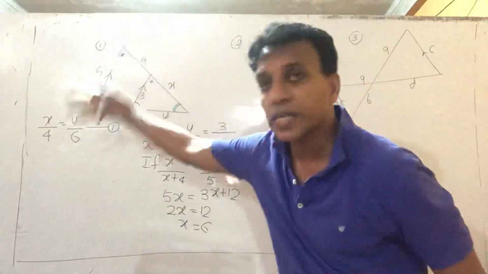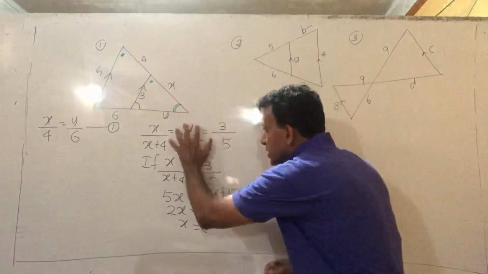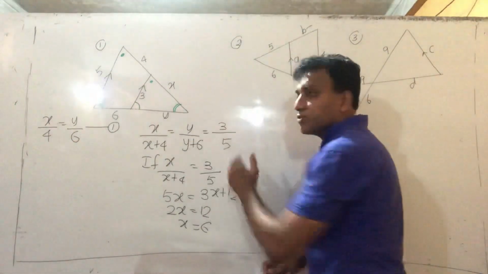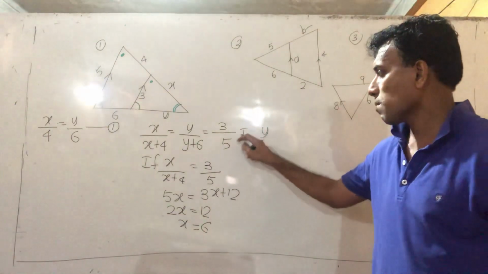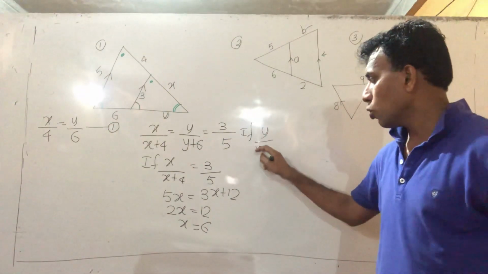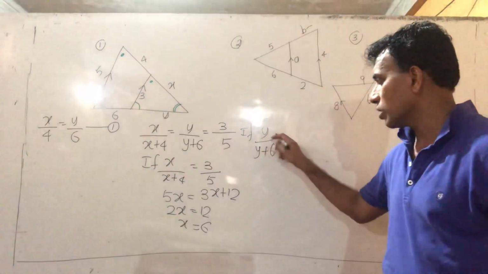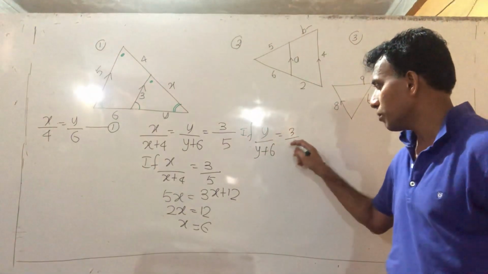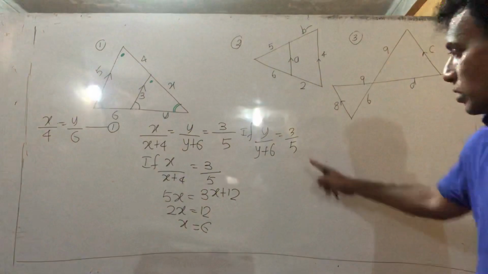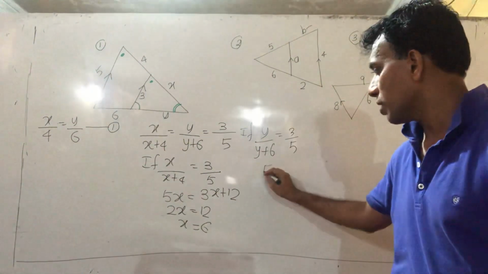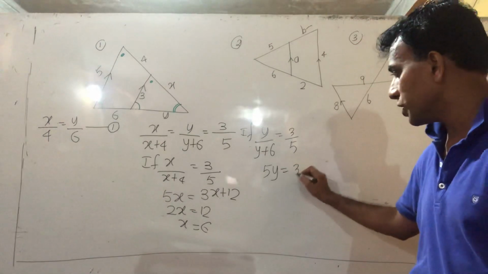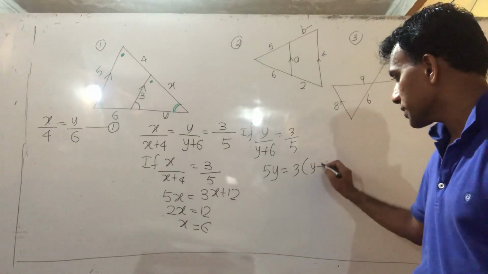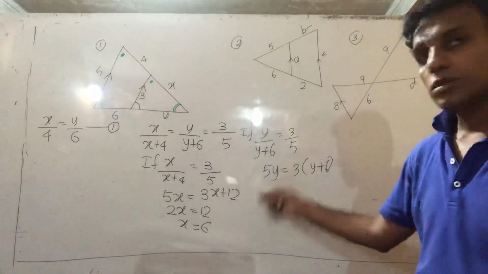Or if you don't know that idea, take this and this and find the y value. y over y plus 6 equals 3 over 5. Cross multiply: 5y equals 3 into y plus 6. Solve this.